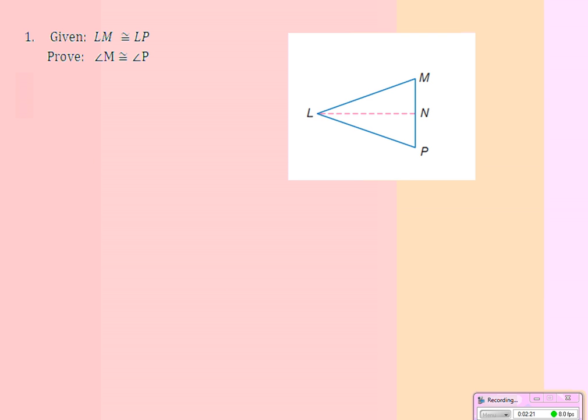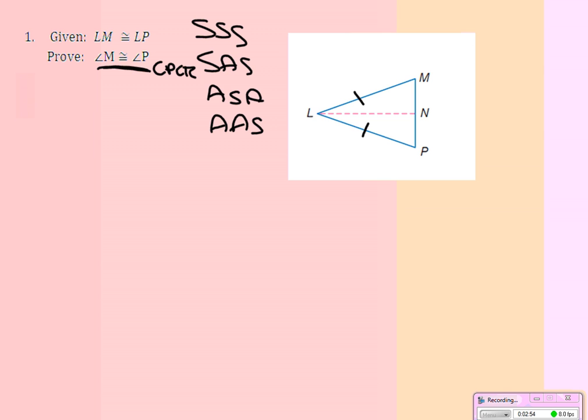So, a little proof here. You're given LM is congruent to LP. Somehow you have to prove that angle M is congruent to angle P. Here's what I'm going to do: I'm going to prove that the two triangles are congruent, probably using side-side-side or side-angle-side, or any of those that we've talked about. And once I've proved the two triangles congruent, I'm going to say angle M is congruent to angle P for the reason of CPCTC.